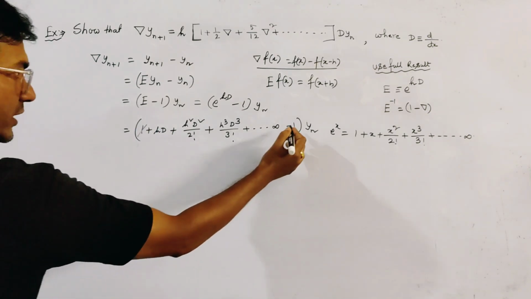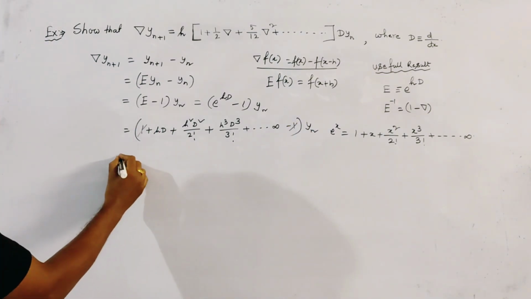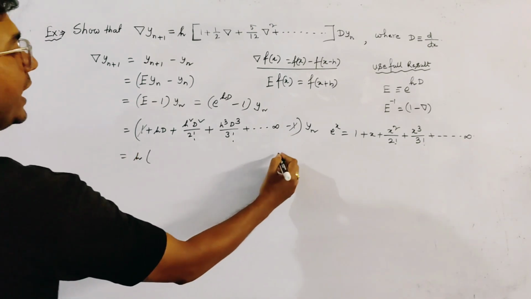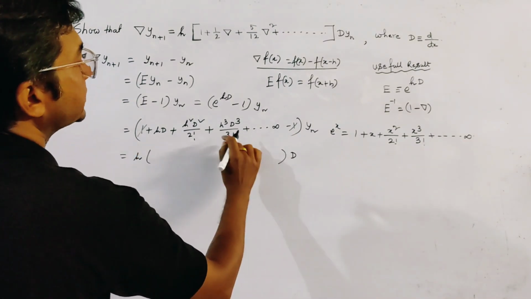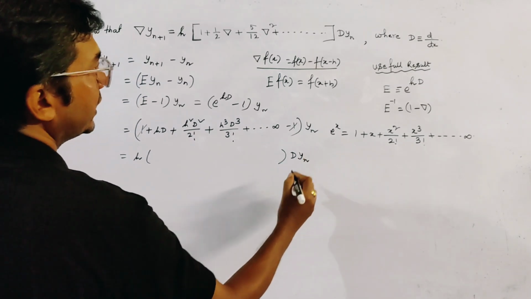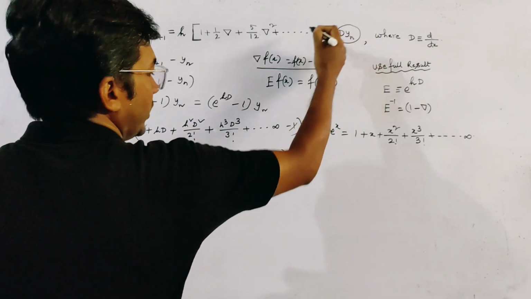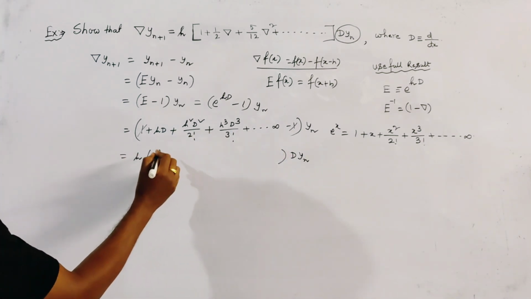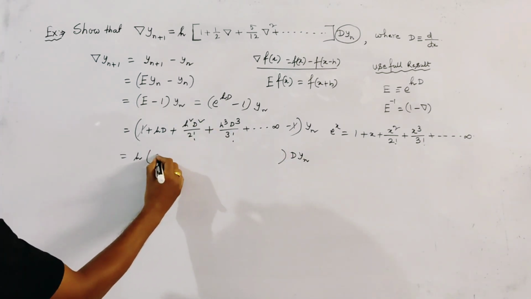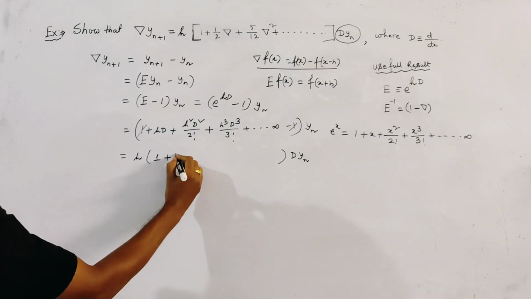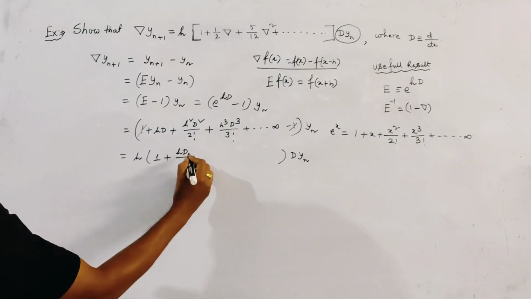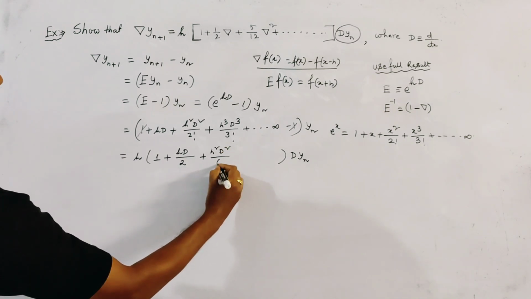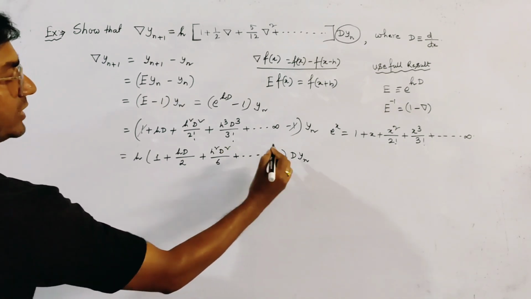And here the 1 must cancel out, and we take h common from the left and D common from the right, because in the proof there will be Dy, so we take D common from the right. The remaining portion is given by 1 plus hD by 2 plus h square D square by 6 and so on to infinity.